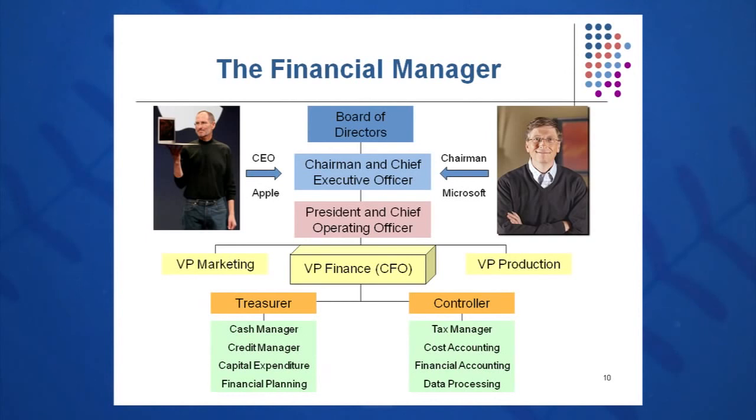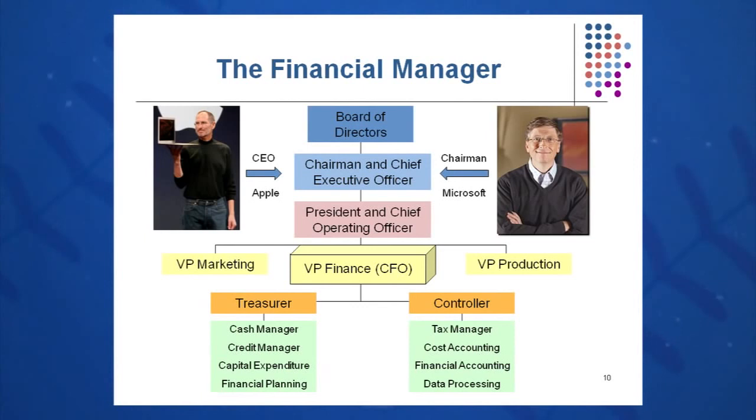Now, the CFO is responsible for two groups, typically the treasurer and the controller. What does the treasurer worry about every day? Treasurer worries about cash, essentially. Cash management, should we offer credit, financial planning. Sometimes there's a separate organization under the CFO who does financial planning. It's a very important role.